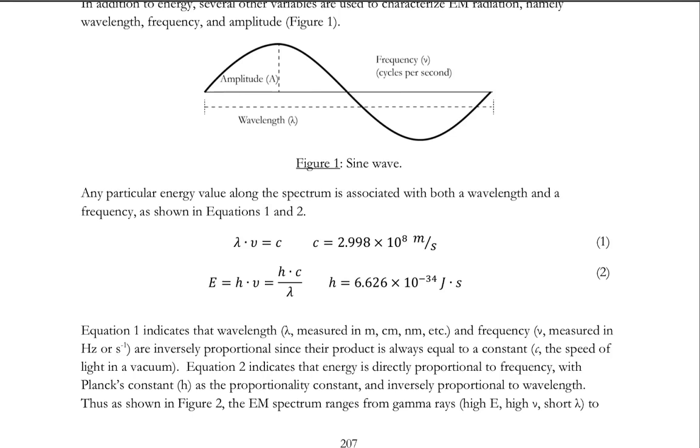The energy associated with electromagnetic radiation is given by E equals h nu, where h is a constant, 6.626 times 10 to the minus 34 joule seconds. It's called Planck's constant. The energy is also equal to hc over lambda. That's probably the form of the equation I more commonly use, E equals hc over lambda.